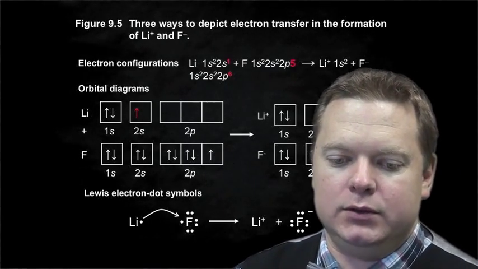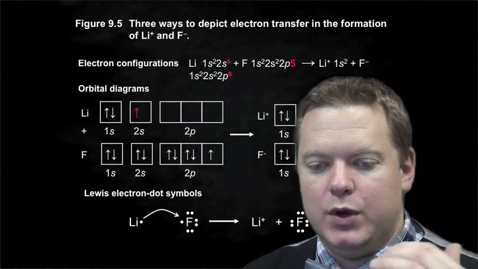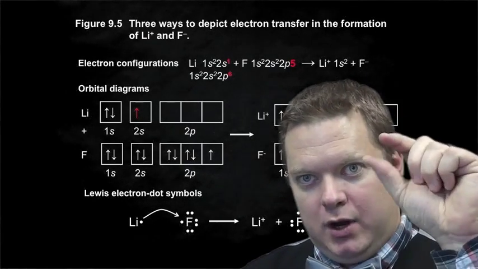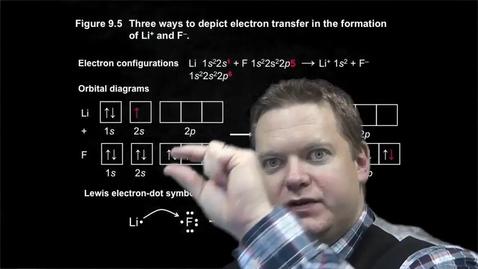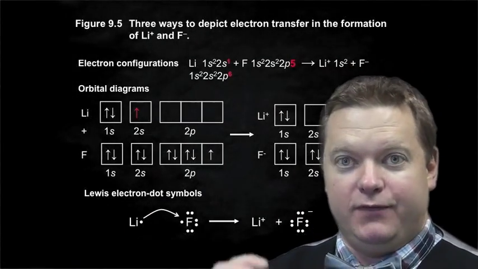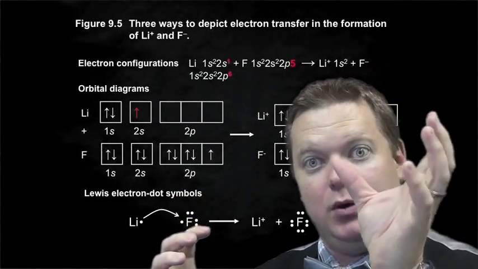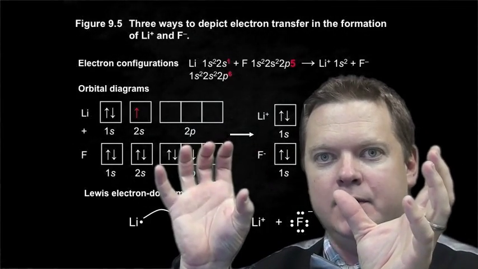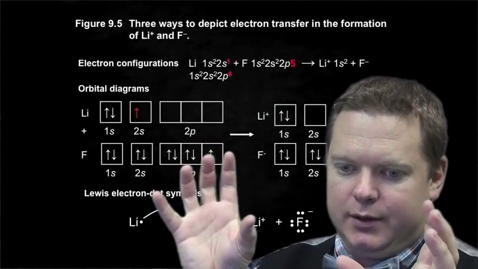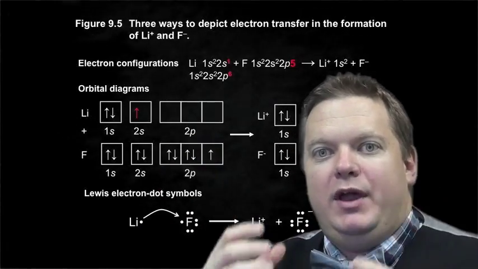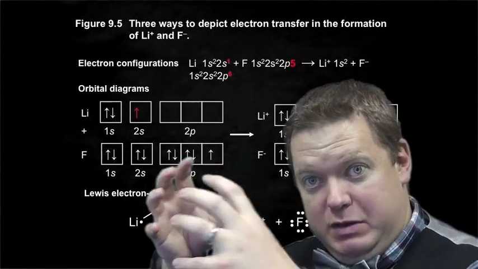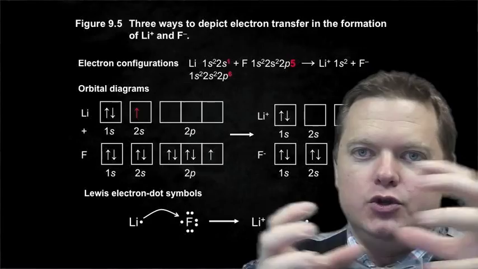Or we can show it in the Lewis dot diagram, where one electron, one dot, physically moves from one atom to another to form now lithium with no dots around it and fluorine with 8 dots around it. Either way, we get this complete transfer. The electron is physically moving from one atom to another.